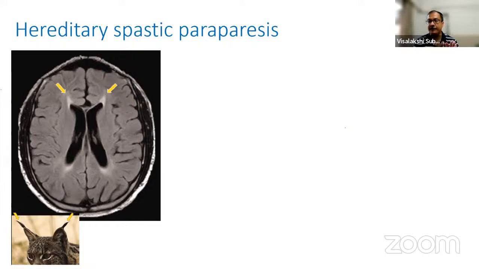If you look at other cases of HSP, many of them have subtle periventricular white matter changes. They have subtle corpus callosum thinning. They have the ear of the lynx sign. So I think if you know what you're looking for, then you'll be able to correlate that as, yes, this is the condition.